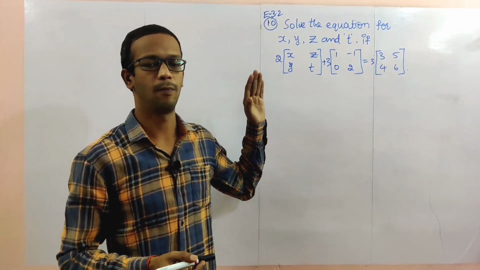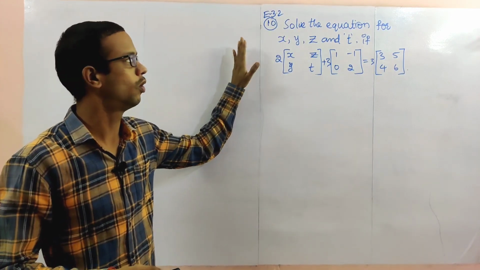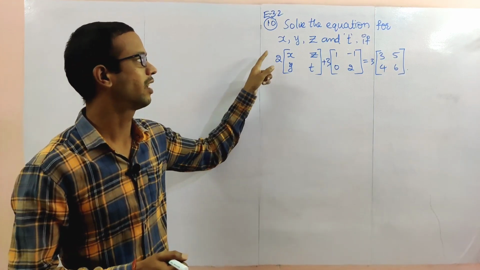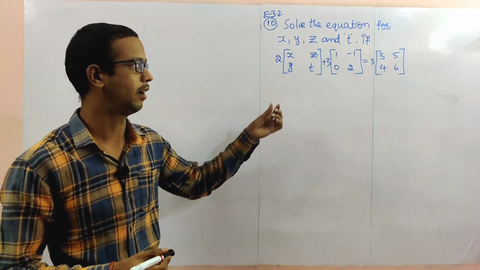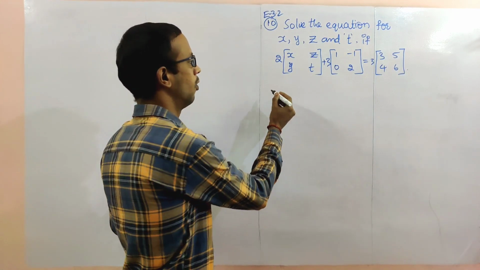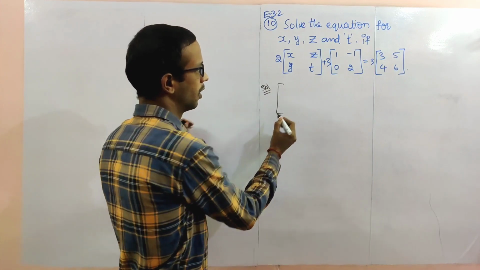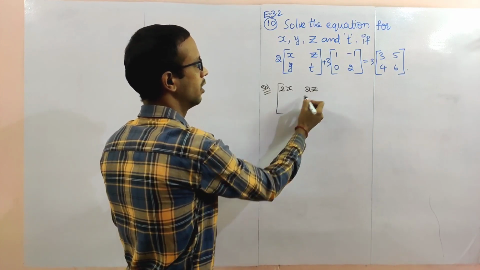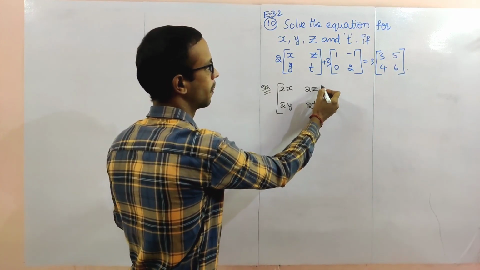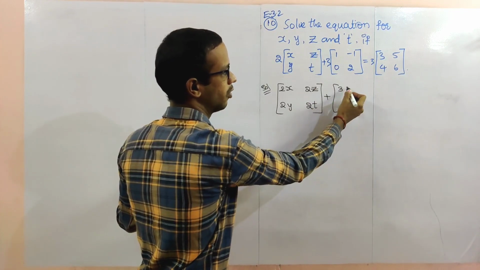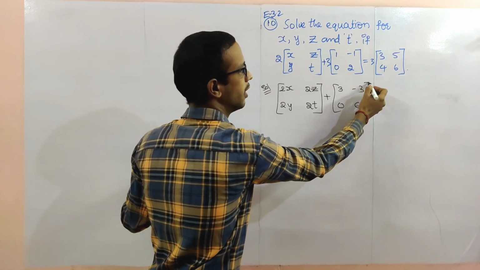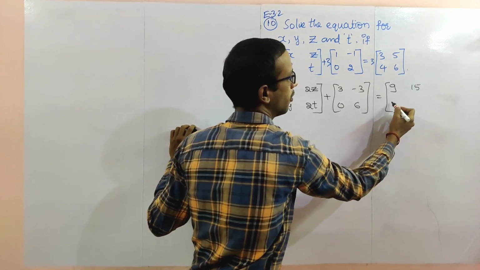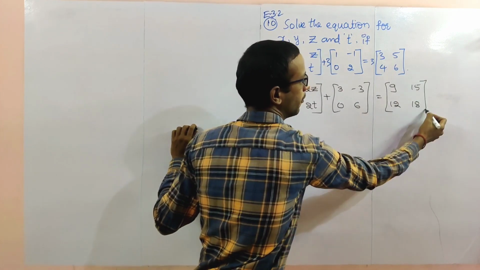Next, problem number 10 in exercise 3.2. Solve the equation. Same x, y we did in the previous problem. Now x, y, z and t values we have to find by using this equation. So now, a very simple problem. Multiply 2 for the total: 2x, 2z, 2y, 2t, plus 3 multiplied with the matrix 3, minus 3, 0, 6, is equal to, here multiply 3: 3 3s are 9, 3 5s are 15, 3 4s are 12, 3 6s are 18.